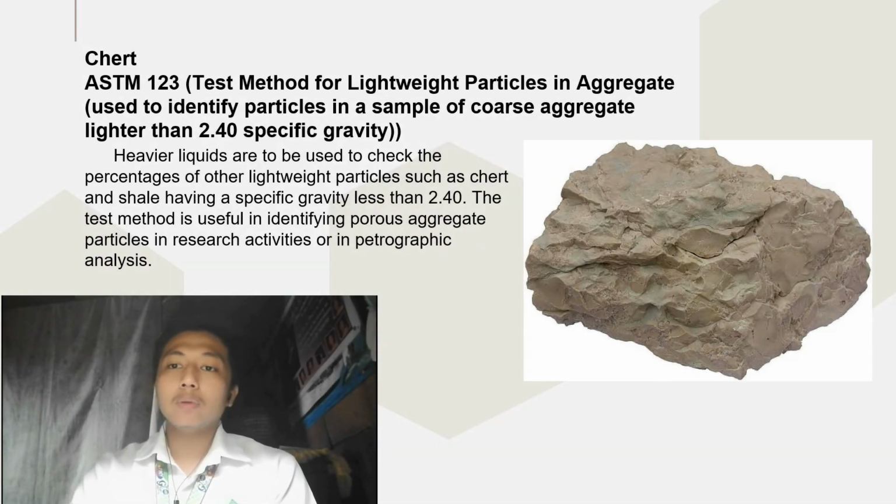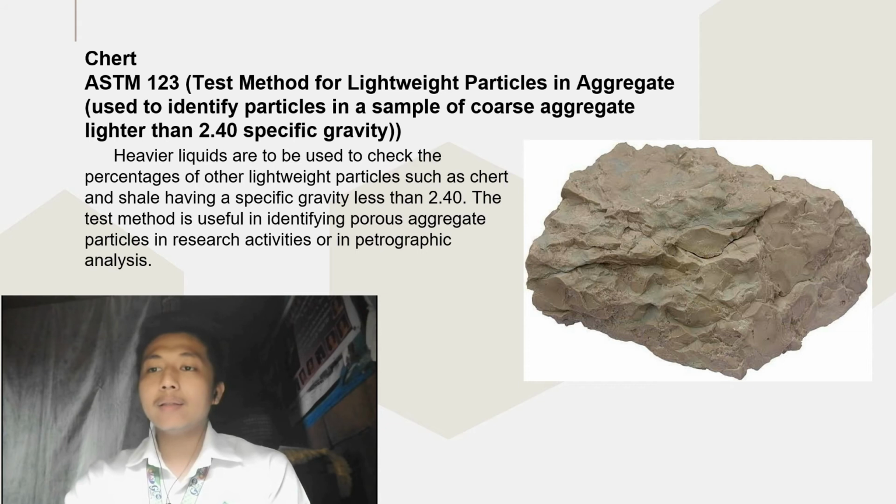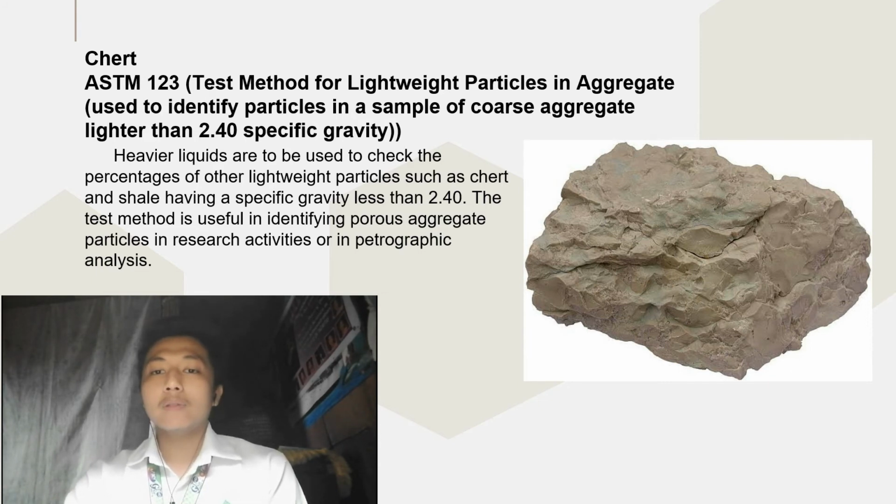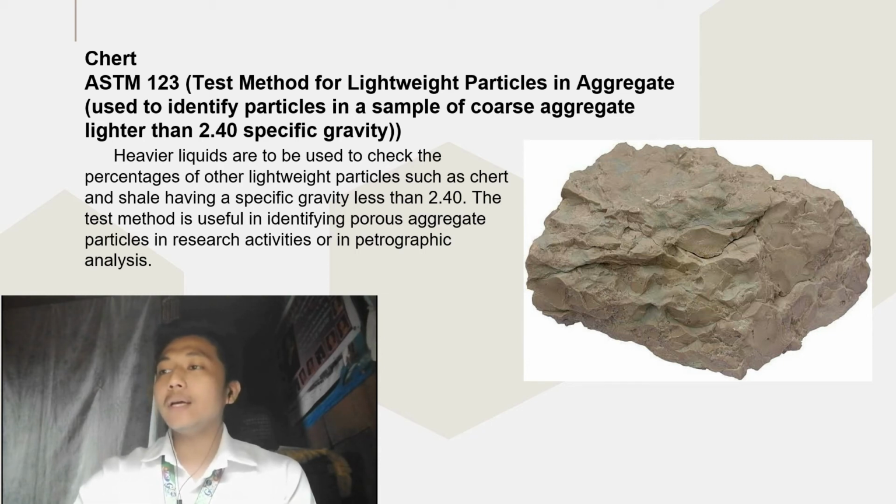Last naman po is about chert, and yung ASTM test na designated dito ay ASTM C123 again, test method for lightweight particles in aggregate. So, used to identify particles in a sample of coarse aggregate lighter than 2.40 specific gravity. So, heavier liquids are to be used to check the percentages of other lightweight particles such as chert and shale having a specific gravity less than 2.40. The test method is useful in identifying porous aggregate particles in research activities or in petrographic analysis.